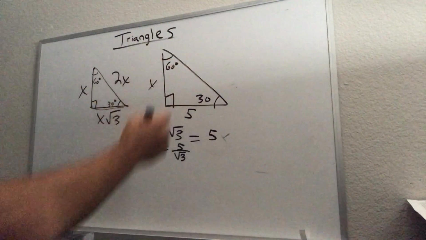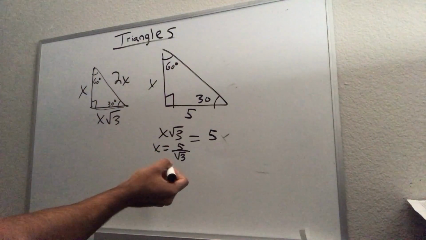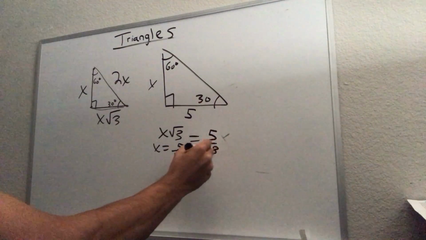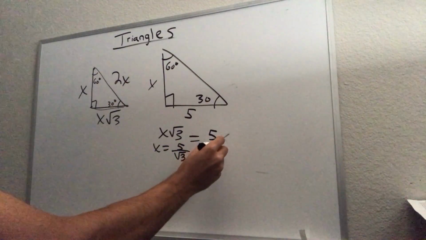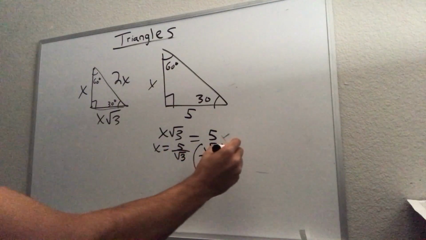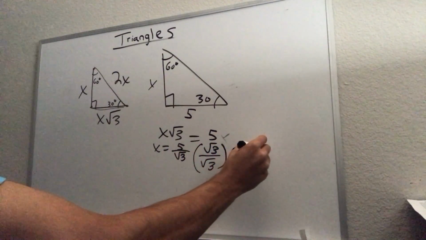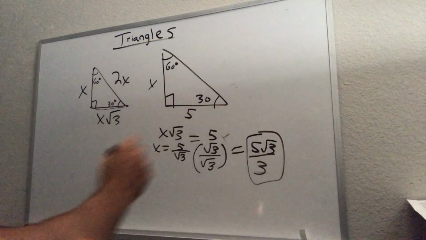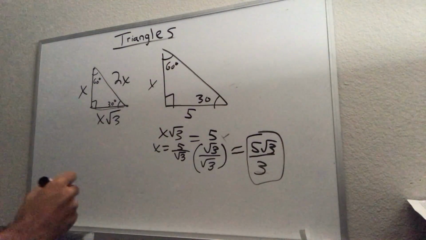That's this side here. And because we want to rationalize the denominator, again, we multiply this by root 3 divided by root 3. So we can get the radical out from the denominator. This gives us 5 root 3 divided by 3. And so that's the value of x as we know now.